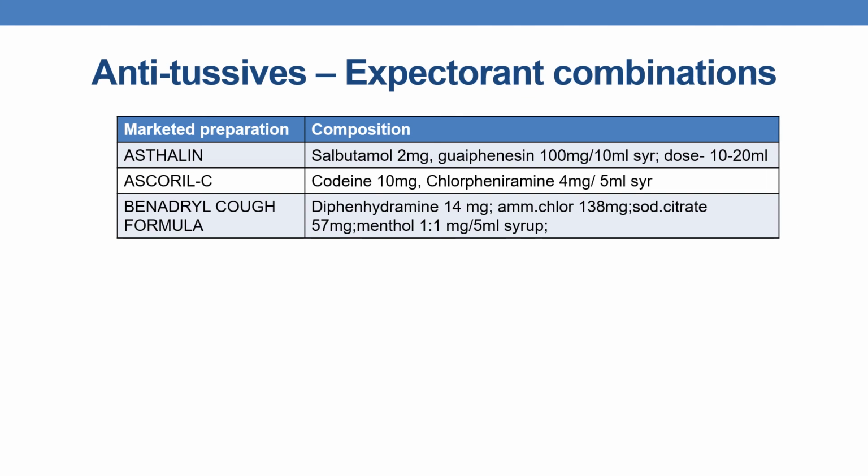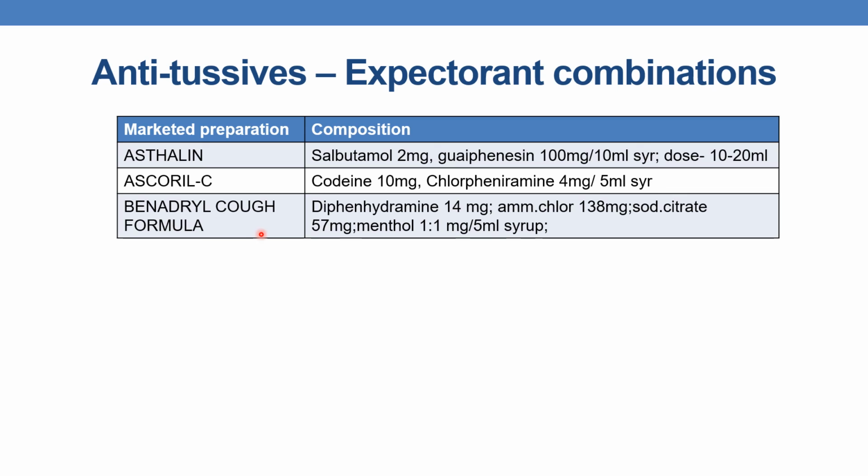Now let us discuss some of the marketed antitussive and expectorant combinations. The first one is Astalin. It contains salbutamol 2 mg, guaifenesin 100 mg per 10 ml syrup. Dose should be 10 or 20 ml. The next is Ascoril C. It contains 10 mg of codeine and 4 mg of chlorpheniramine per 5 ml syrup.